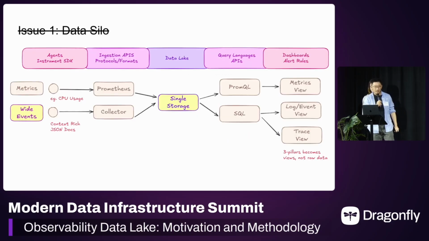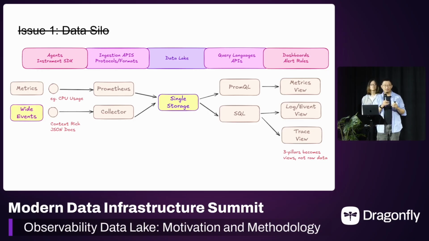Next, we want to resolve this data silo issue. To resolve this, we want to replace the three pillars of observability with a new concept called wide events. Wide events are like logs, but with a different purpose. They are context-oriented JSON documents. It collects as much context as possible for future analysis.